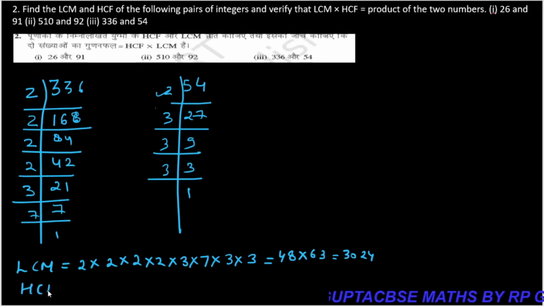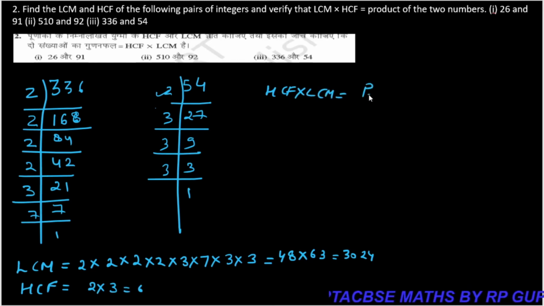Now I will find the HCF. HCF is equal to all the common parts, 2 and 3. 2 into 3 is 6. Again, now HCF into LCM is equal to the product of the two numbers.